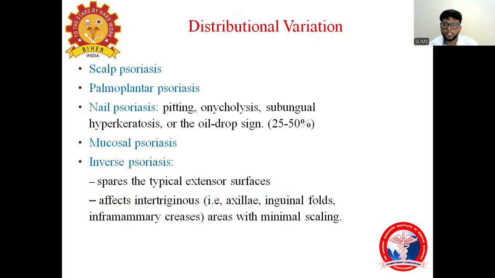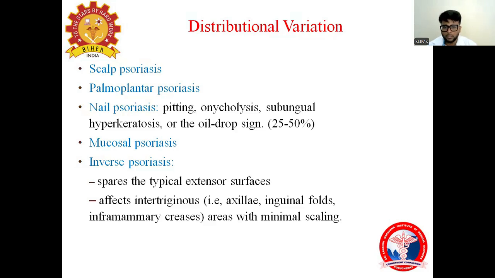Next is variation by distribution, that is scalp psoriasis. The scalp involvement is common, with increased blood supply in the scalp. Initially the lesions may be seen in the scalp. Next one is palmar psoriasis. Next one is nail psoriasis.